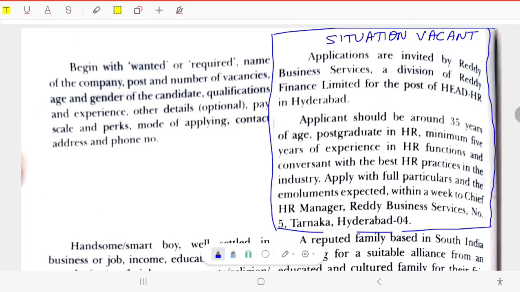So this will be your answer. Its marking scheme is like this: if this question is asked for 3 marks, then 1 mark is for format, 1 mark for content, and 1 mark for expression.